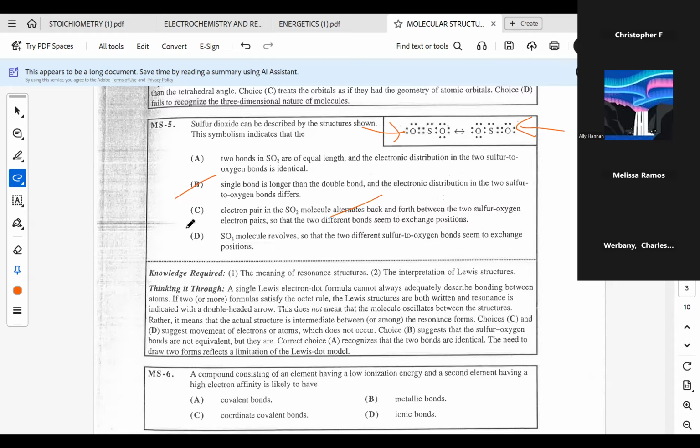So they don't alternate. No, no, no. They don't resonate like we think of sound resonating. So C is wrong because we don't have any alternation. The molecule revolves? No, the molecule's not rotating or revolving. What we see with resonance structures is that we actually have an equal distribution when we experimentally measure SO2. Both the oxygens have the same amount of lone pairs and the same amount of electron distribution, as do the bonding pairs. All right.